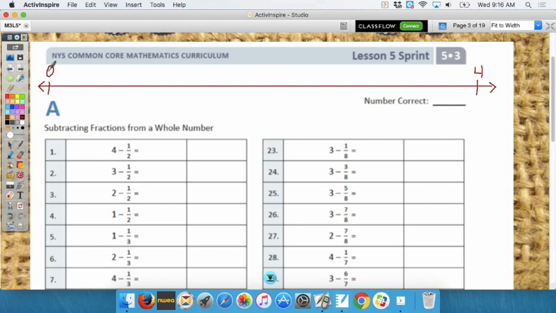Now, all I want you to do is mark your whole numbers. So 3 would be not in the middle. 2 would be in the middle. 3 would be halfway between 2 and 4. And 1 would be halfway between 0 and 2. Mark your whole numbers, and that's all I want you to do.